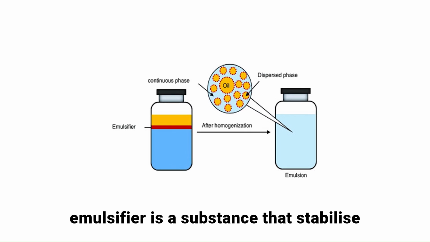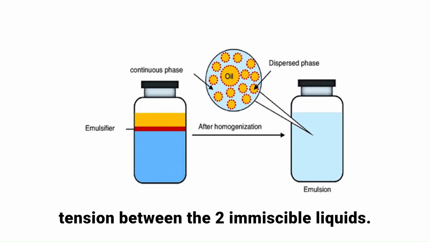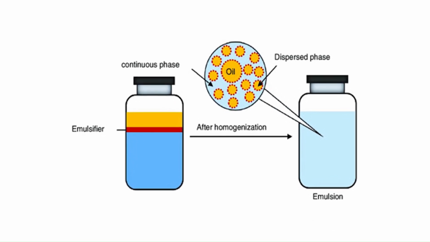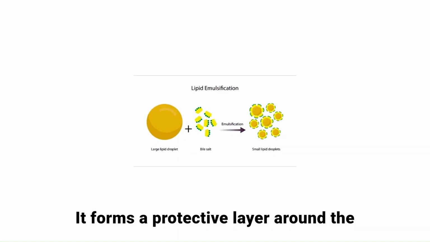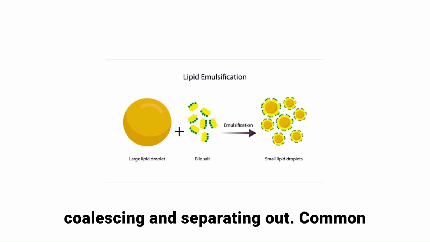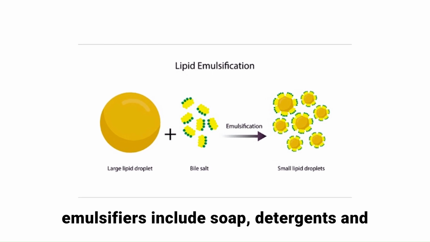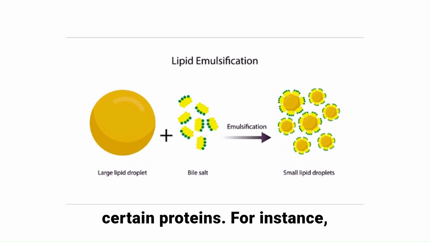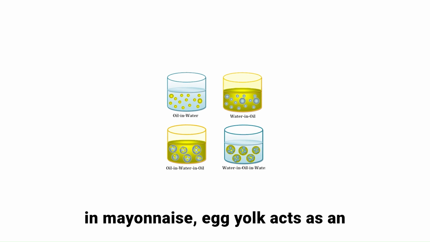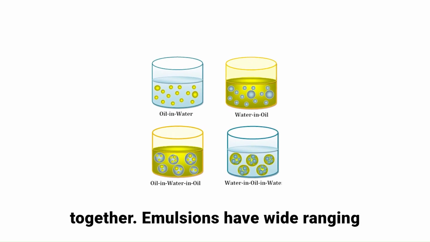An emulsifier is a substance that stabilizes an emulsion by reducing the surface tension between the two immiscible liquids. It forms a protective layer around the dispersed droplets, preventing them from coalescing and separating out. Common emulsifiers include soap, detergents, and certain proteins. For instance, in mayonnaise, egg yolk acts as an emulsifier to keep oil and vinegar mixed together.